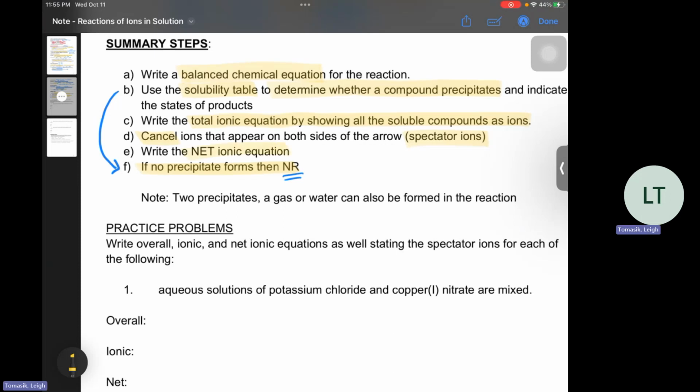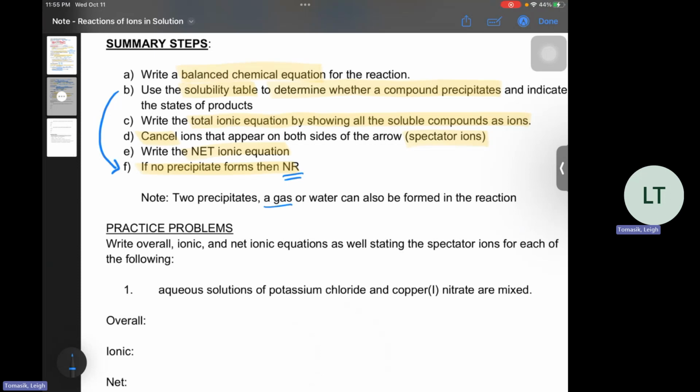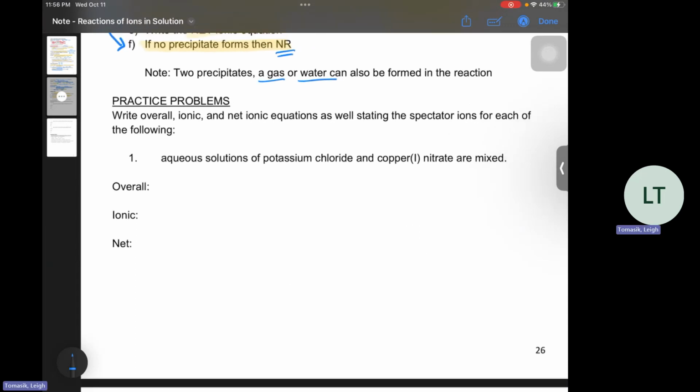Let's practice. Oh, it says note, two precipitates, a gas or water, can also be formed in the reaction. So if we form a gas, the reaction will also complete, or if we form water, a reaction will also complete. So it says write overall, then ionic, then net ionic equations, as well as stating the spectator ions for each of the following.